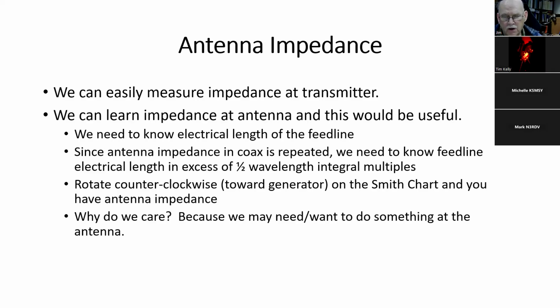And on the Smith chart, if you plot an antenna impedance and you rotate counterclockwise, some number of degrees, some number of fractions of a wavelength, you will have the antenna impedance at the antenna. And notice it says toward generator. Okay. And the Smith chart tells you this. Toward generator is counterclockwise. If I know the antenna impedance and I want to know the impedance at the transmitter, I would rotate clockwise. But in my experience, most often we can measure what I've got at the transmitter, but I want to know what's going on at the antenna.